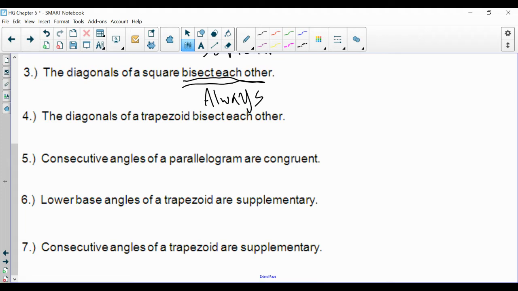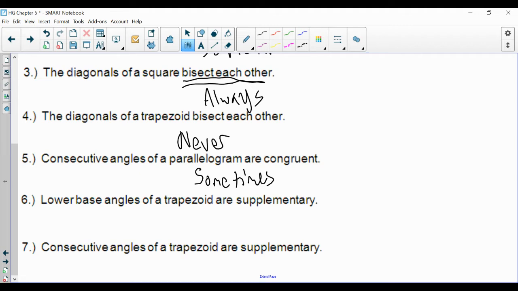Number 4, the diagonals of a trapezoid bisect each other. Well, if they bisect each other, then it becomes a parallelogram, and trapezoids are never parallelograms. So this is never. Number 5, consecutive angles of a parallelogram are congruent. It happens, but not all the time. This would be sometimes. This happens with a rectangle or a square, but not any parallelogram in general. Consecutive angles are just supplementary.